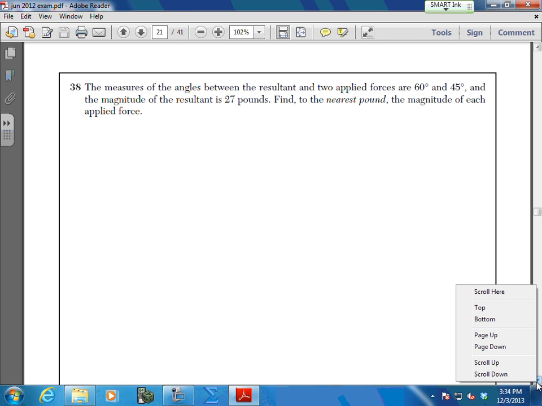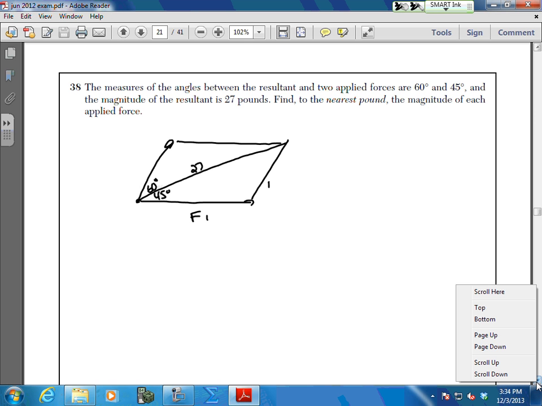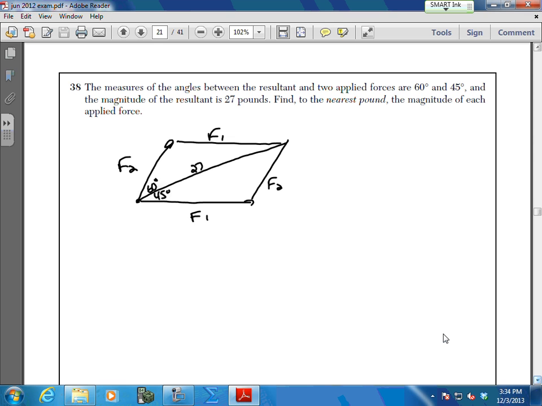Okay. Number 38, it talks about a resultant and 2 applied forces. Remember with applied forces, we start here and we make a parallelogram. Here's your force 1 and your force 2. Make this a parallelogram. So your resultant passing through here is 27. It doesn't matter which way you set up your angles or your forces. I can call this one force 1, force 2. Remember, it's the same thing over here because it's a parallelogram. That's not going to matter which way you set that up.